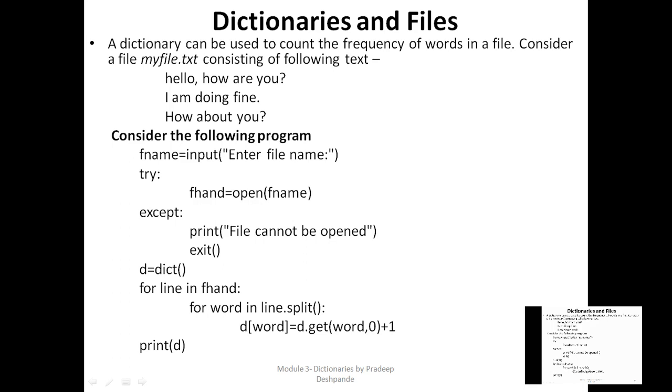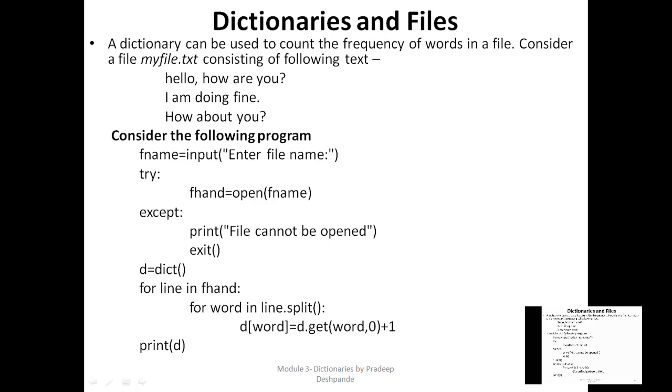We already have the idea of what the split function does: it splits a sentence into words. For example, here we have hello, how are you? These will be split into different words, that is, hello separate, how separate, are separate, and you separate. So each separate word will be taken here and added, meaning we are counting here. D of word equals D dot get word comma 0 plus 1. Same as using the get function we used previously. So the frequency of each word will be calculated here.